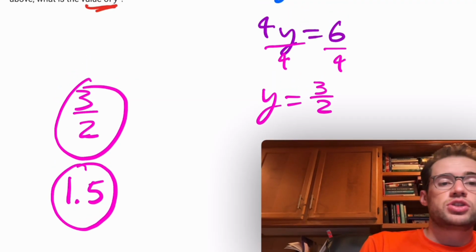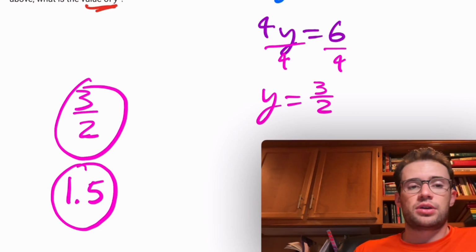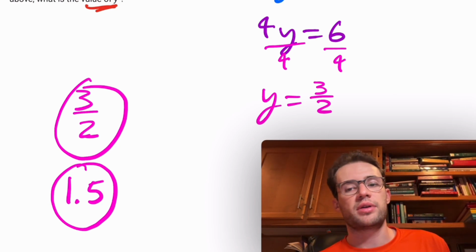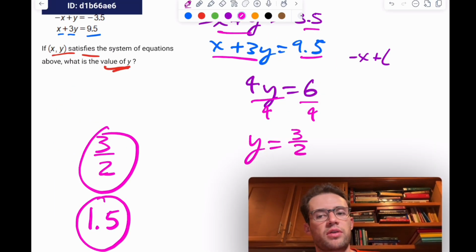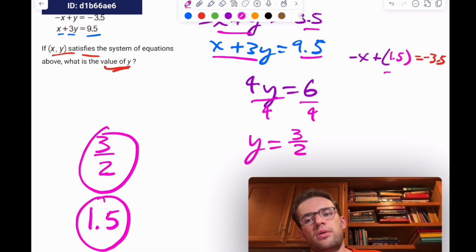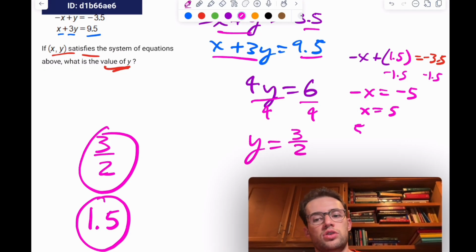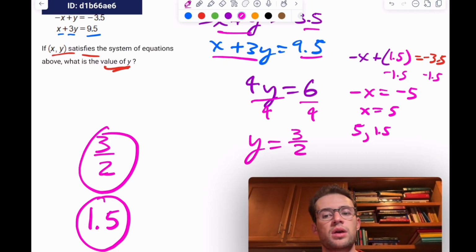Now, if you do have time, you can check it. You could just plug in your value of y. We could say negative x plus 1.5 is equal to negative 3.5. We subtract 1.5 from both sides to get negative x alone. So negative x is equal to negative 5, which means that x is equal to positive 5. So your solution should be 5 comma 1.5 for this system.